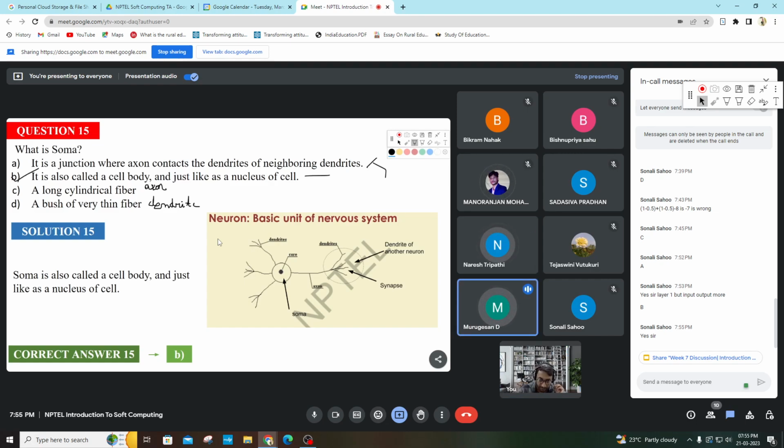Sir, can we discuss the iteration of neural networks, the increasing and decreasing of the weights, which Murugan asked a question about? I will be discussing more about this in the next class.